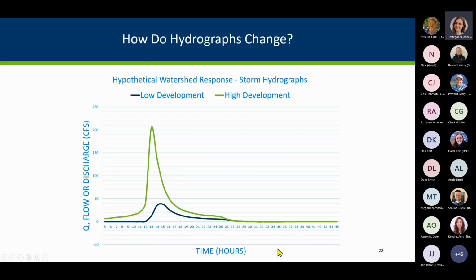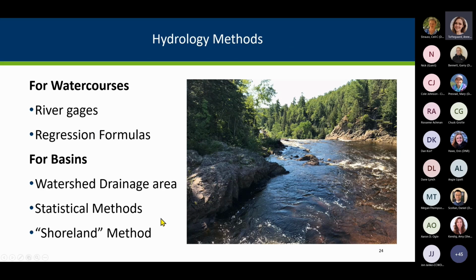Now let's look at what happens when you change the land use in that watershed from forested to some type of urban development. The peak flow is going to be a lot higher. Now it's up at 210 CFS or so, and the peak usually comes sooner because the water is running off the landscape more rapidly than in a forested, undeveloped situation. So I think that's kind of enough about hydrographs.